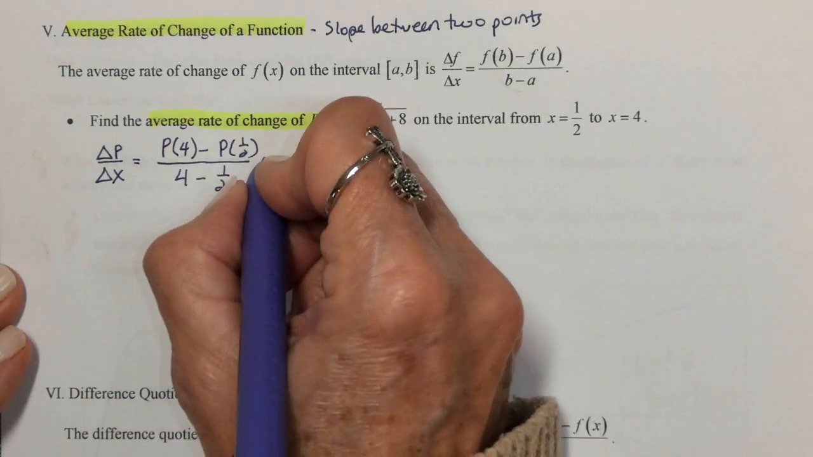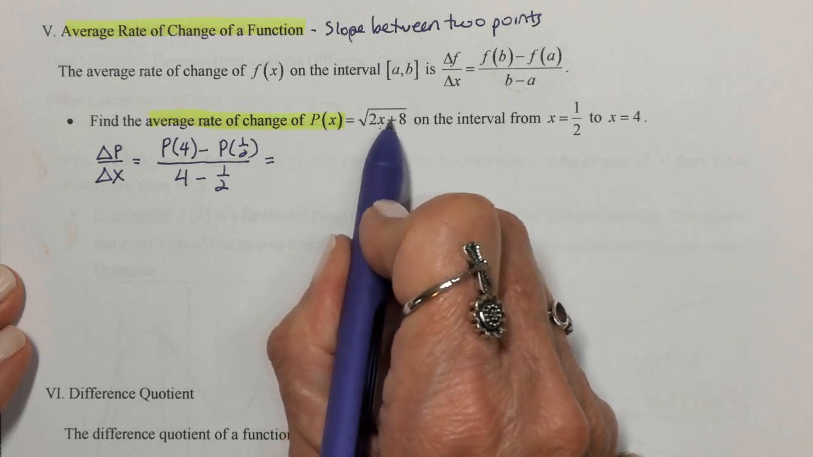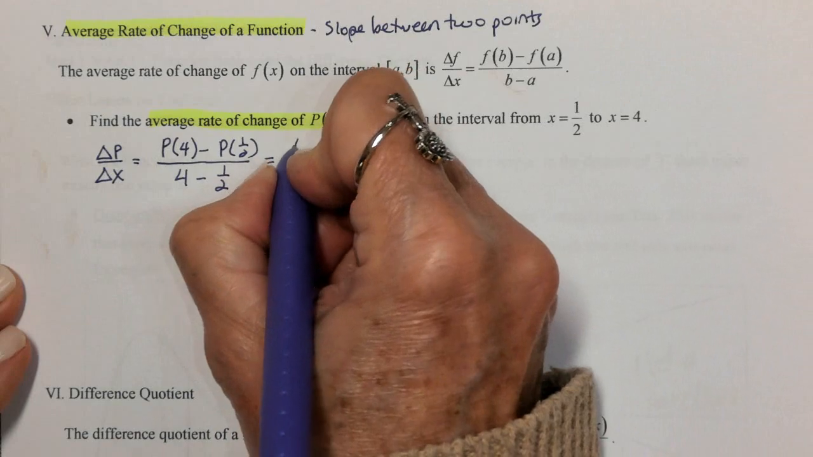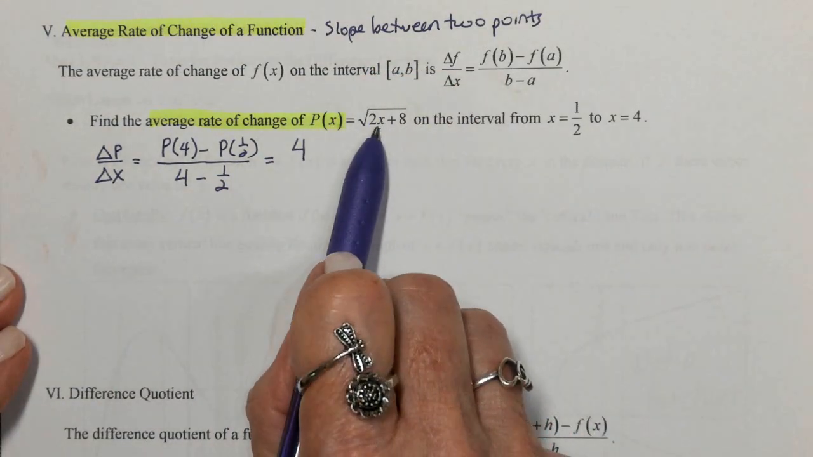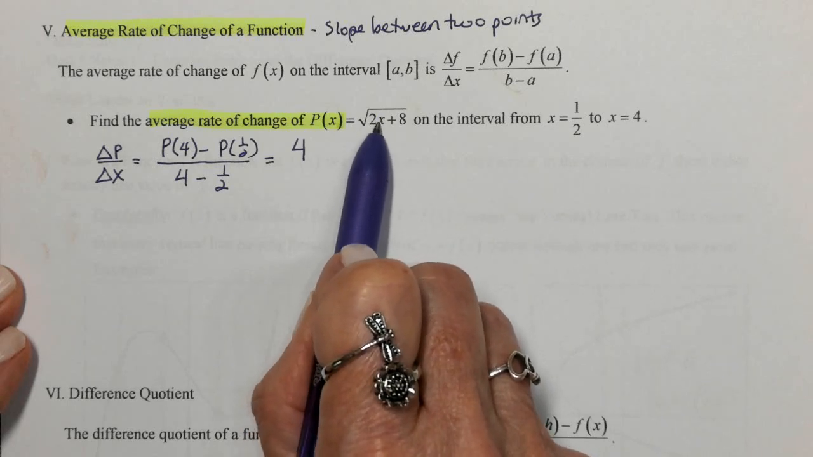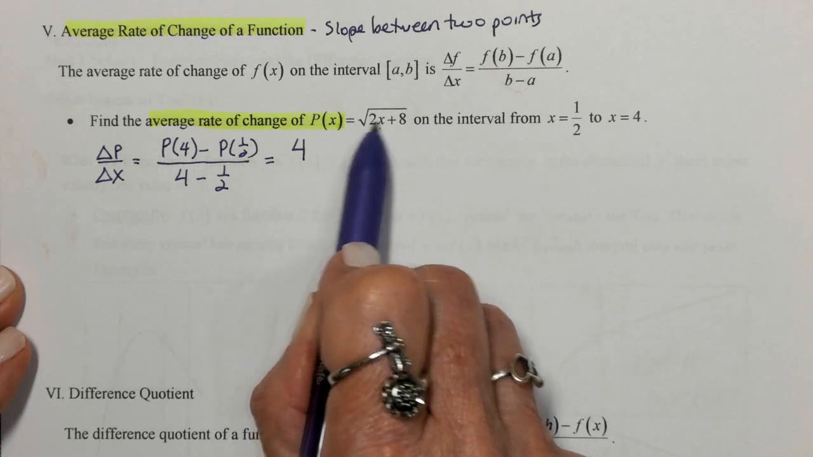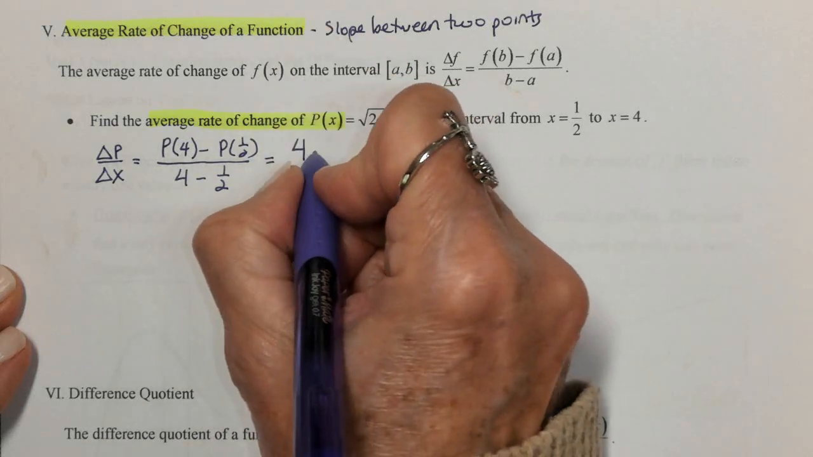Well, p of 4 is, if I put 4 in for x, that's 8 plus 8. I have the square root of 16, which is 4. So p of 4 here is 4. What about p of 1/2? If I put 1/2 in for x, 2 times 1/2 is 1. 1 plus 8 is 9, and then square root of 9 is 3. So p of 1/2 is 3.